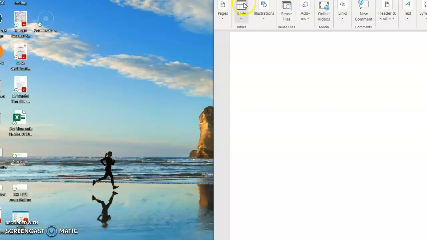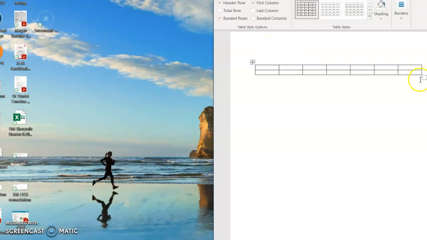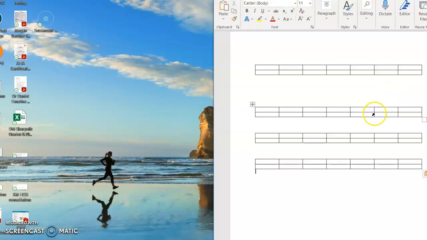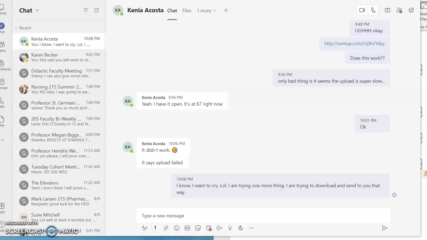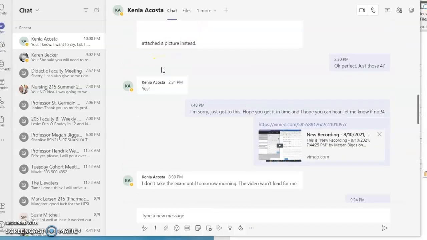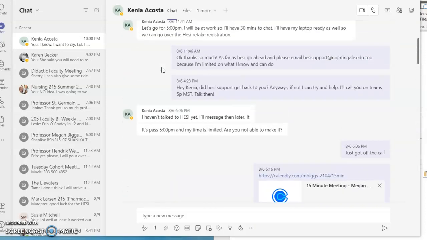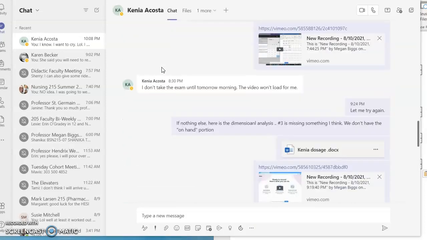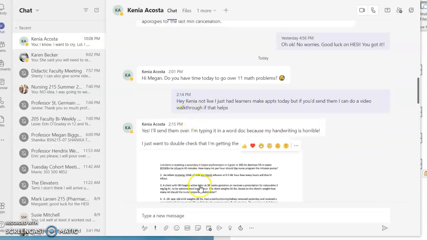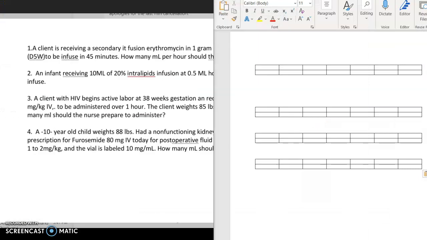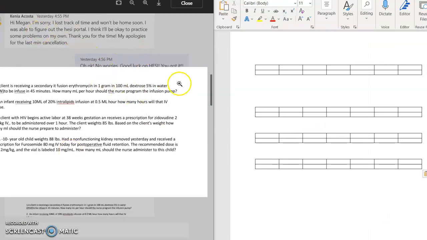Okay. So you gave me the four problems. So let me just set these up real quick. The first one is pretty straightforward. Okay, so this one is a client receiving 100 milliliters, 1 gram. All you need to know for this one is, how many mils per hour is the nurse going to set the infusion pump? So I always start with what are we looking for, and that's mils per hour.